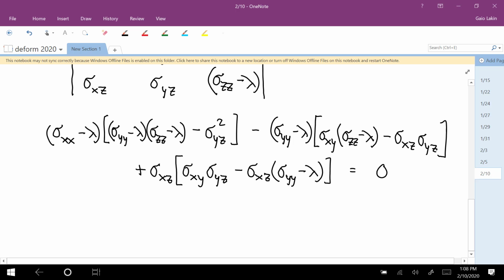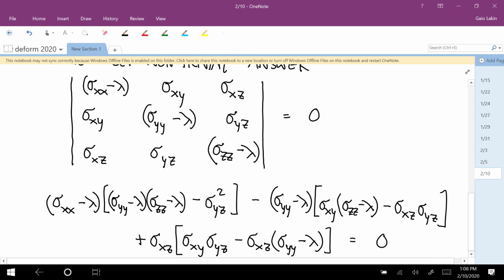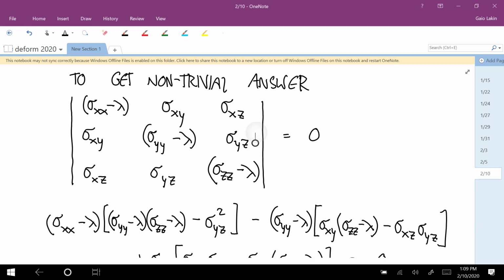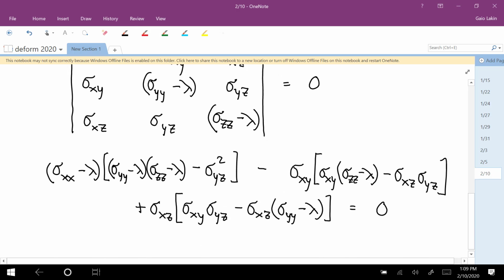Yes? The second one is supposed to be sigma xy instead of sigma y. Yes, thank you. Minus sigma xy times, and that other stuff looks right.